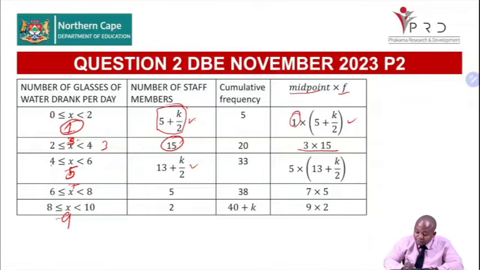Then we get 3 times 15 there. Then we take again the midpoint, which is 5. We multiply it by our frequency, which is 13 plus k over 2. So 5, which is the midpoint, times 13 plus k over 2.